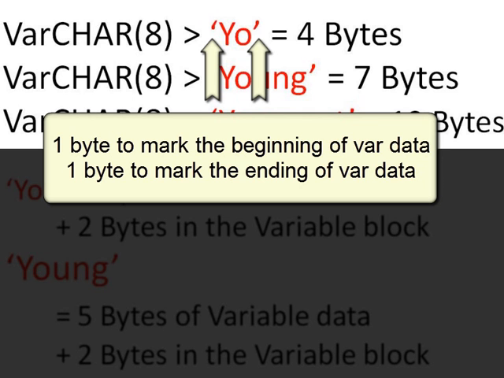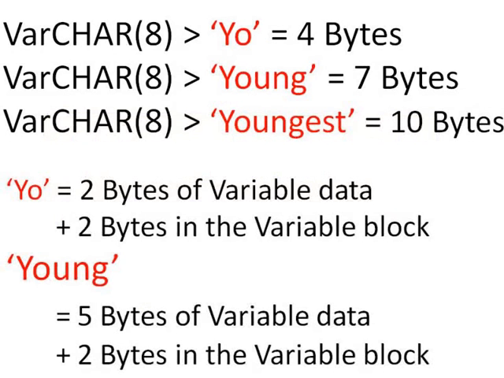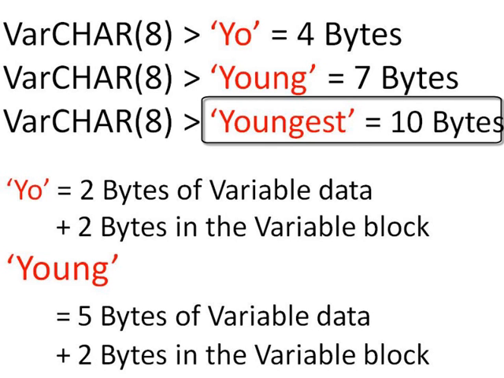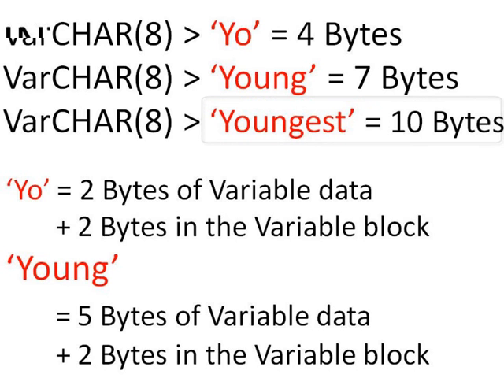Quotes don't really take up any space. It's the beginning and ending marker inside of SQL that takes up the space. Yo would take up 2 bytes of data, and 2 bytes would be dedicated to the variable block. So young, Y-O-U-N-G, is 5 bytes of variable length data, and again, just 2 bytes dedicated to the variable block. The word youngest is taking up the full 8 bytes of variable length character in this varchar 8, and it's taking up 2 bytes dedicated to the variable block.